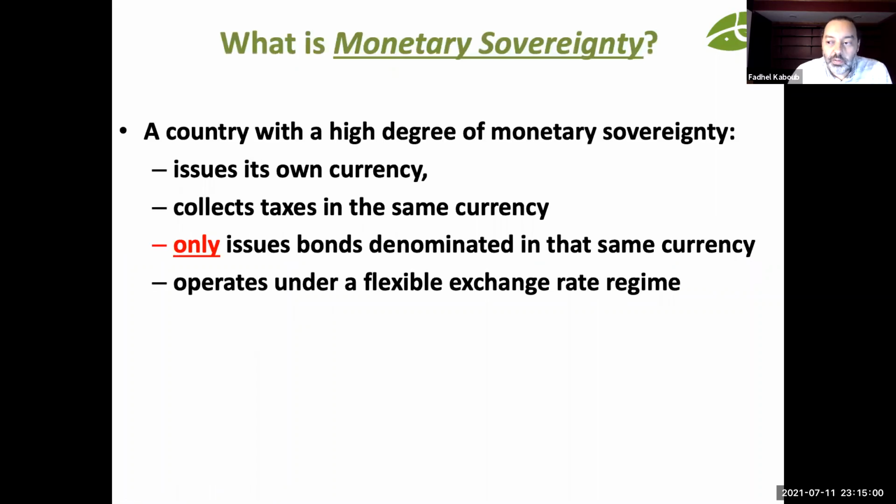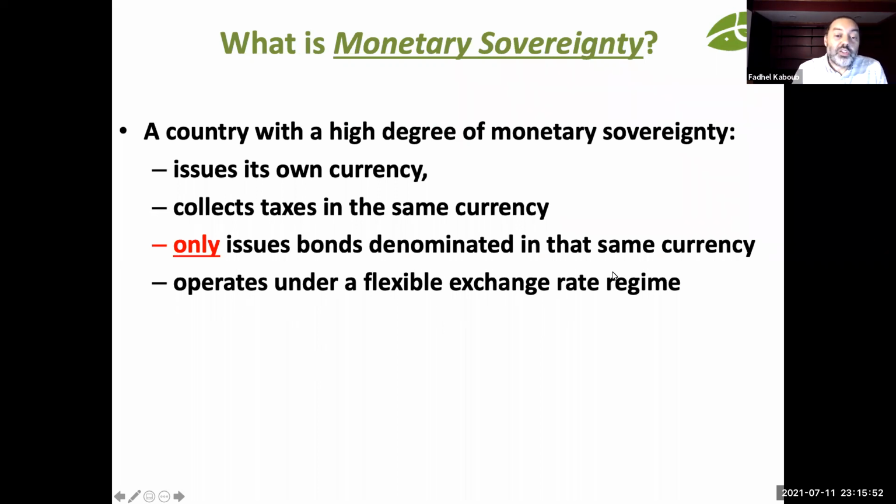So monetary sovereignty, to be very specific here, a country with a high degree of monetary sovereignty is a country that issues its own currency, collects taxes in the same national currency, and most importantly, it's a country that only issues bonds denominated in the same national currency. In other words, no external debt. So once you start accumulating external debt, you start losing a certain degree of your monetary sovereignty. And once you accumulate external debt, then you're under pressure to stabilize your exchange rate because of the inflation pass-through effects, which is why here, number 4, a country with a high degree of monetary sovereignty is a country that can afford to operate under a flexible exchange rate regime.